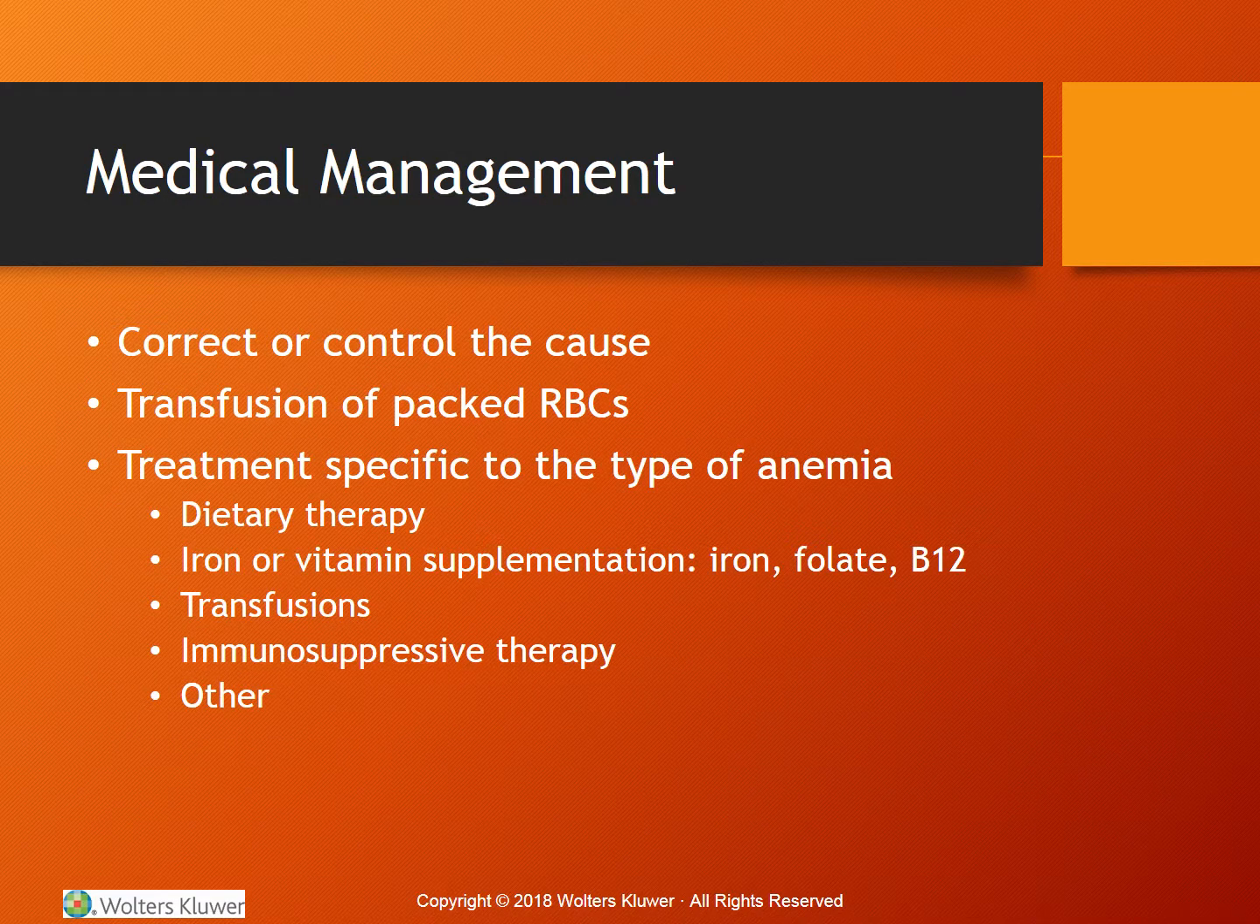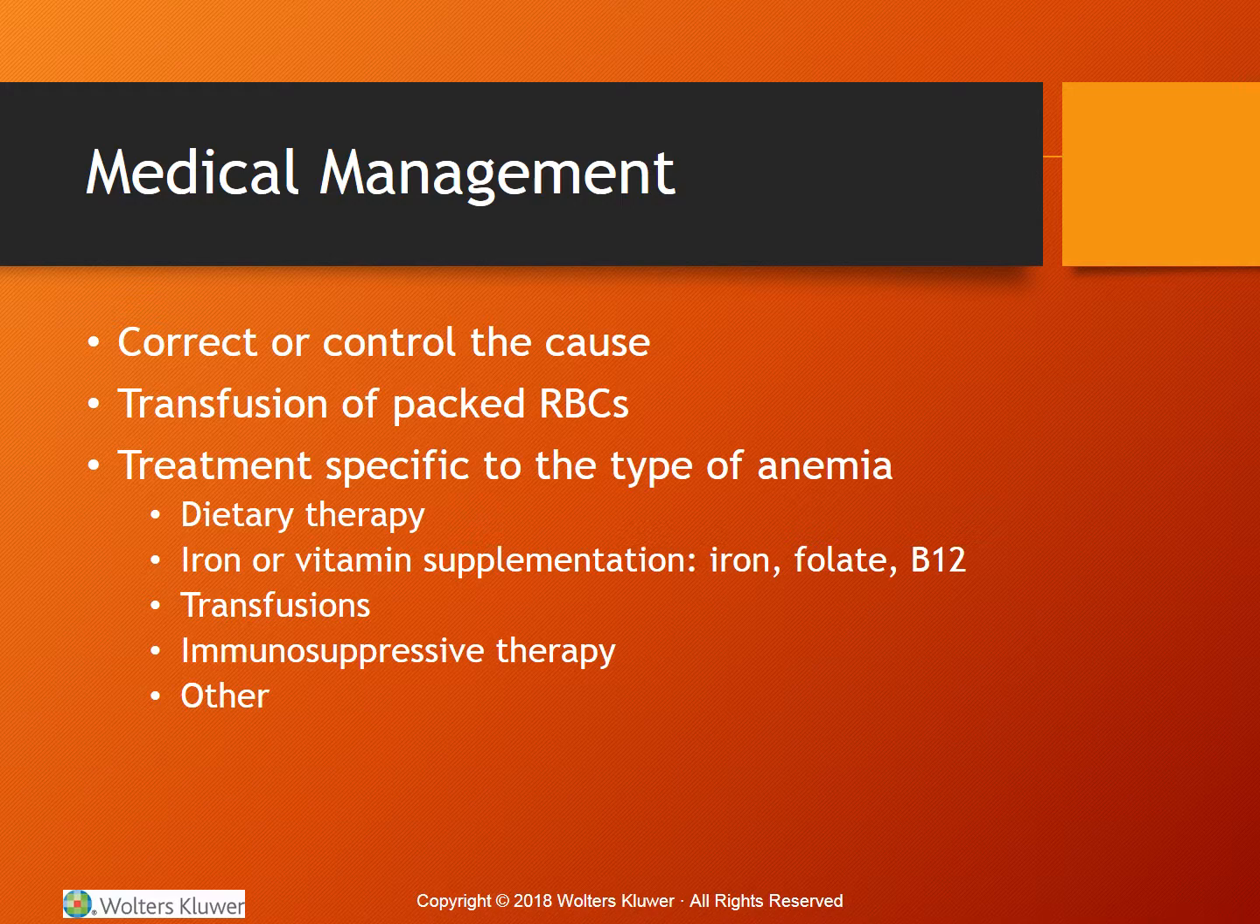So what do we want to do? We want to correct or control the cause. Now, since there's so many different causes of anemia, we can't be specific. You have to figure out what's going on first before you can treat it. Somebody that has anemia from a blood loss, that's gotten hit by a car and has internal bleeding, is going to need transfusion of PAC cells.